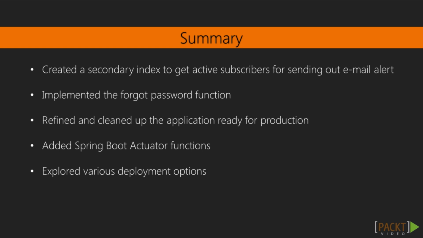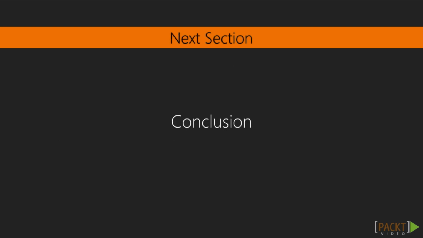In this section, we added some more business functions to Cassandra WebTrader. We also cleaned up and prepared the application, ready for production deployment. In addition, we enabled Spring Boot Actuator so that we can easily monitor and manage our app. Finally, we illustrated the different deployment options provided by Spring Boot and demonstrated how to do it one by one. In the next section, we'll quickly review what we've learned in this course and provide some reference materials that would be useful.